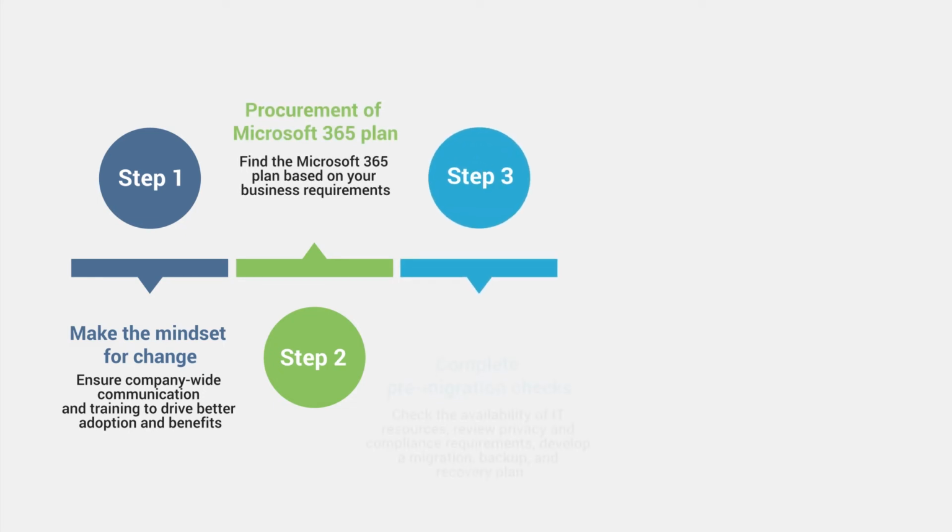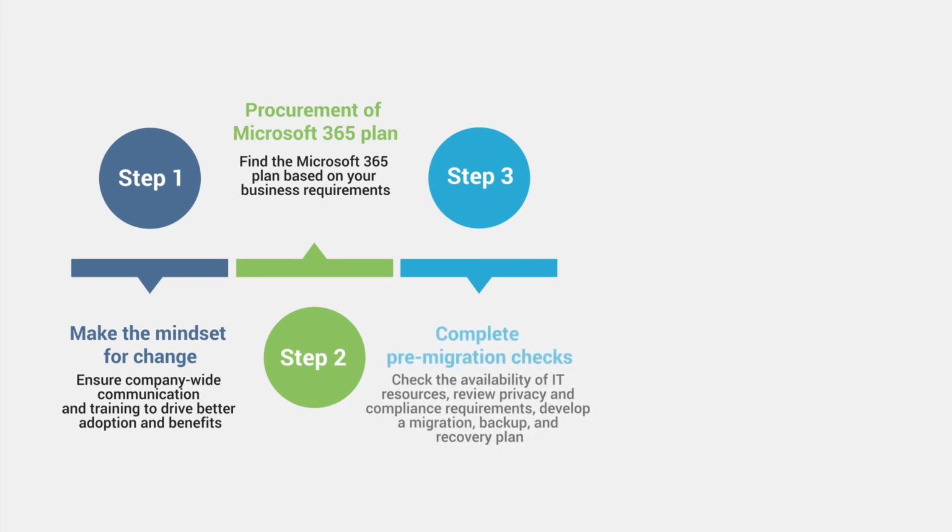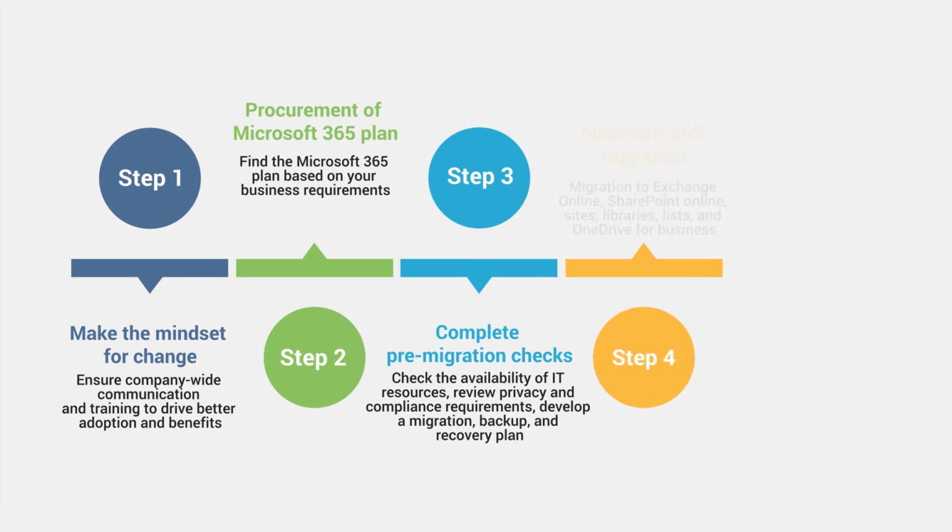Step 3. Complete pre-migration checks. Check the availability of IT resources, review privacy and compliance requirements, develop a migration, backup, and recovery plan. Step 4. Microsoft 365 migration. Migration to Exchange Online, SharePoint Online, Sites, Libraries, Lists, and OneDrive for Business.